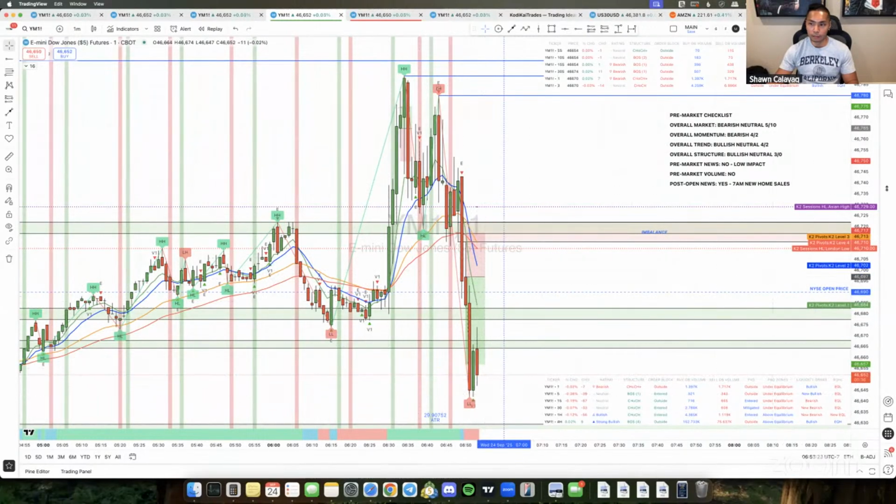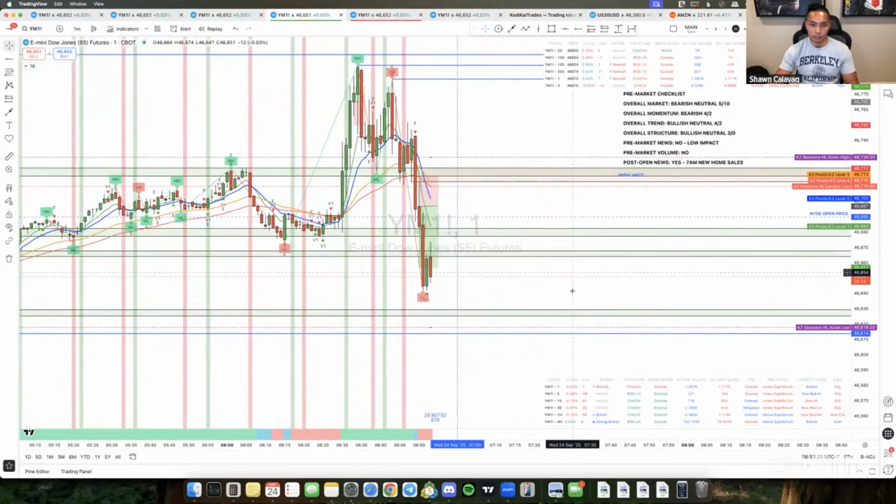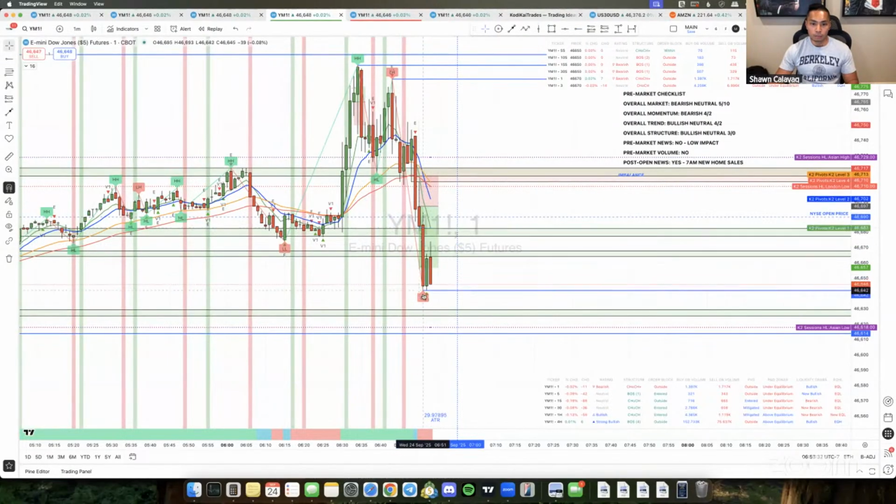We're back down here. What I'll be looking for next is a possible continuation to the downside. So what I'd be looking for is a possible break and retest below this area.